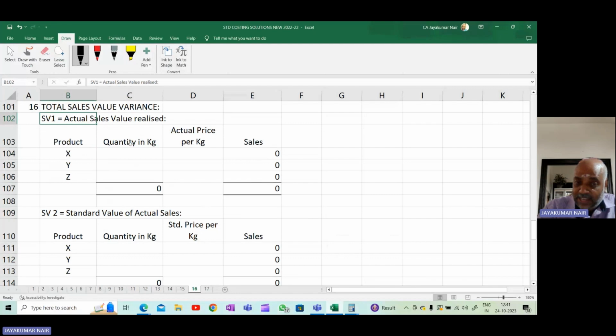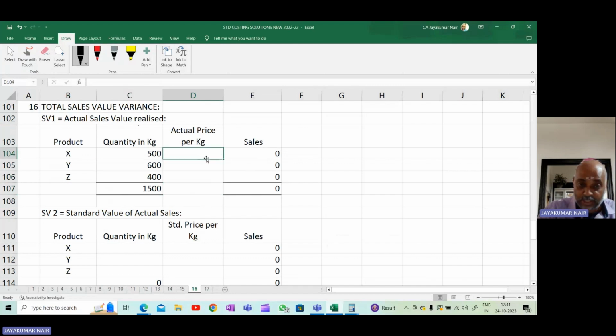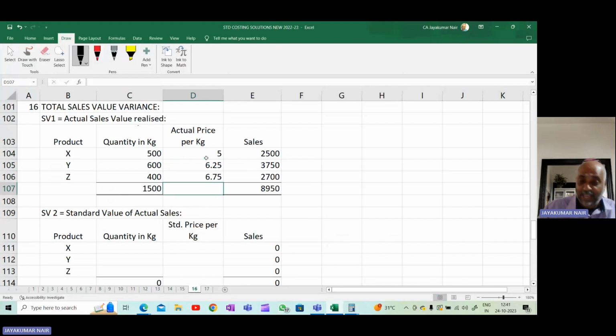SV1, it is not necessary that you prepare the table because they have already given it to you. You can straight away write sales value 1, actual sales value realized, whatever amount is given in the question. I'm just doing the calculation in case they have not given it. So quantity 500, then 600, and then 400. So this is the actual sales quantity. Price is 5, 6.25, 6.75. You get 8,950. So 500 into 5, 2,500, 600 into 6.25, 3,750, 400 into 6.75, 2,700. So this is the actual sales value realized.